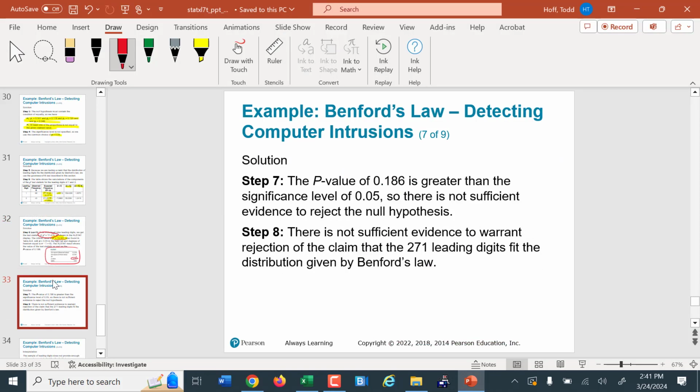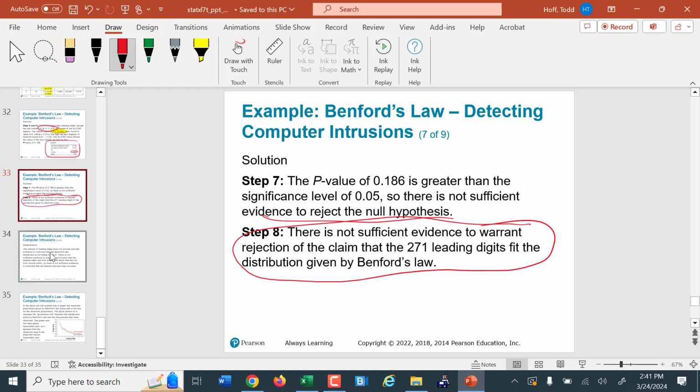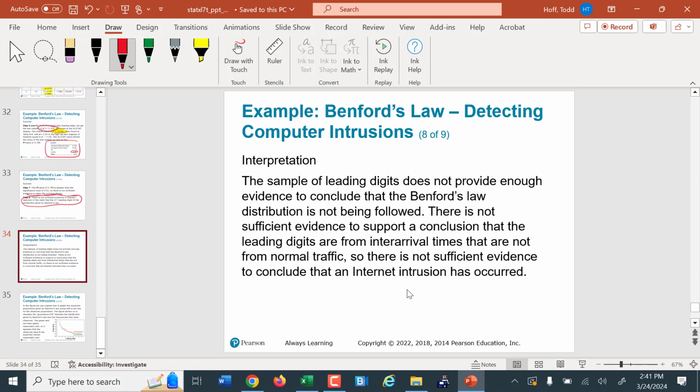So we fail to reject. There's not sufficient evidence to reject the null hypothesis here. That means there's not sufficient evidence to claim that these digits do not follow the expected distribution set out by Benford's law. So this looks like it's a legitimate data set. We would say that these numbers do not appear to be fraudulent. They appear to be actual naturally occurring numbers.